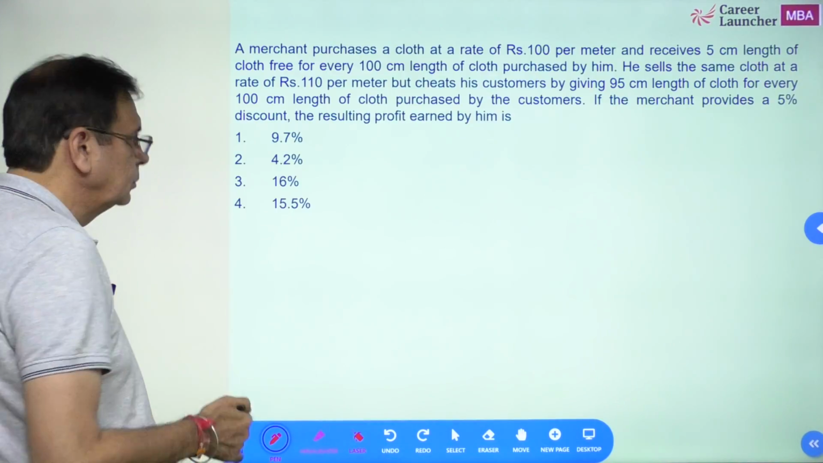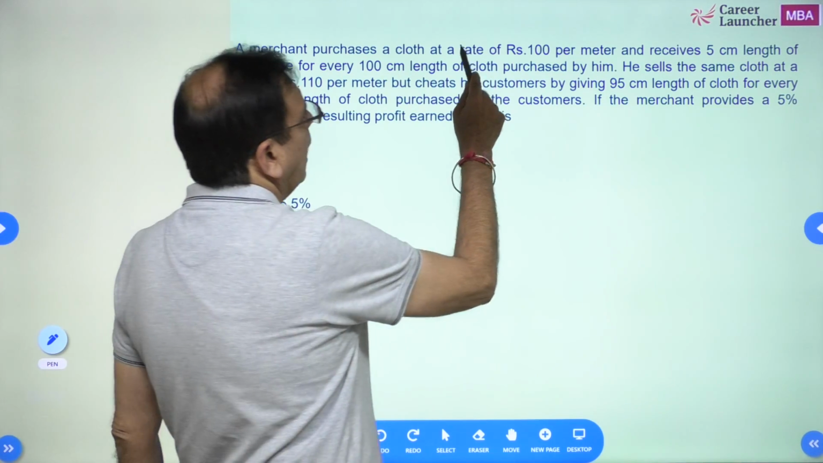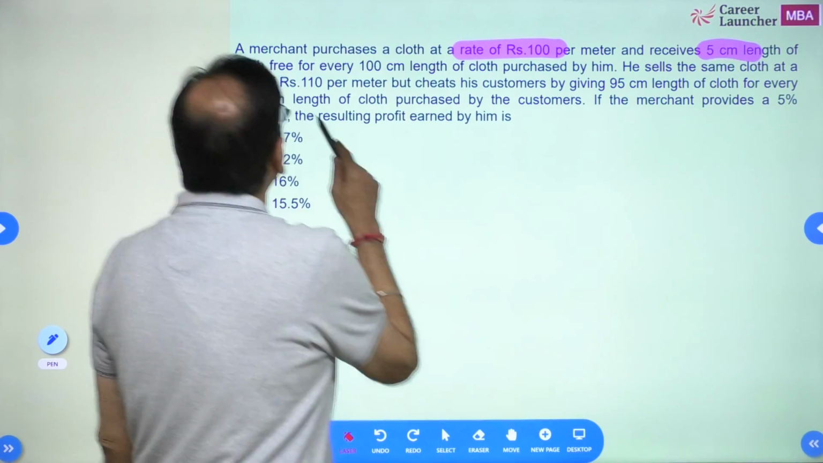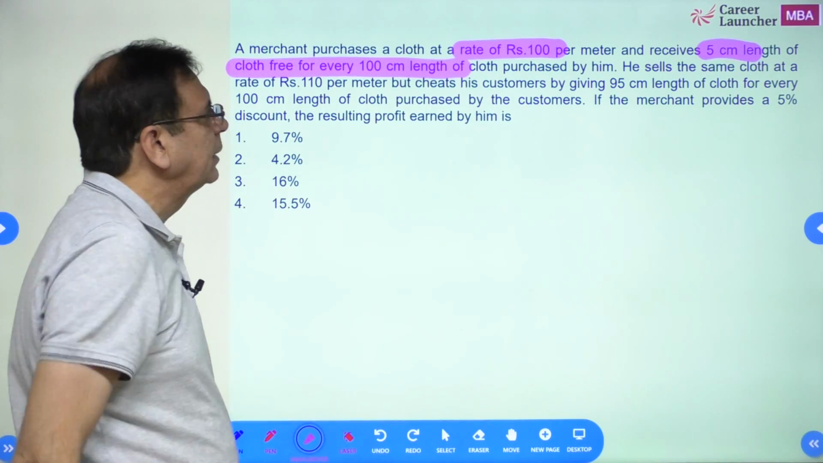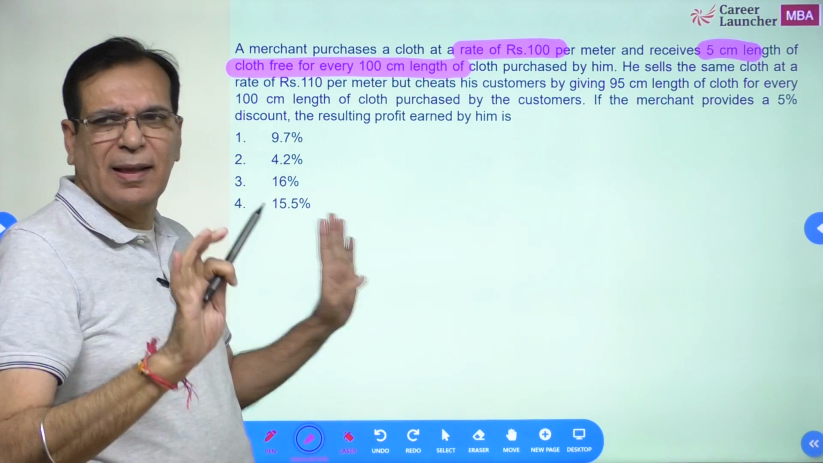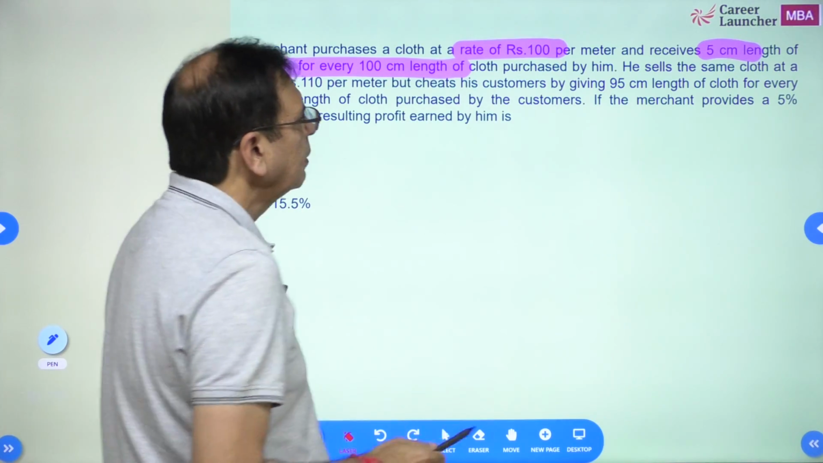Question 12. A merchant purchases a cloth at a rate of 100 per meter and receives 5 centimeter length of cloth free for every 100 centimeter cloth purchased by him. यानी 100 रुपए दिए 105 सेंटीमीटर लिए. That's exactly what they say. You are getting 105 centimeters for 100 rupees.